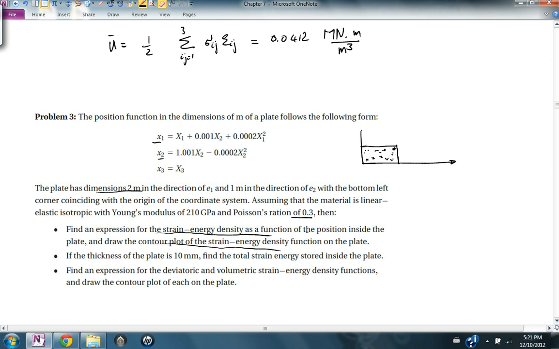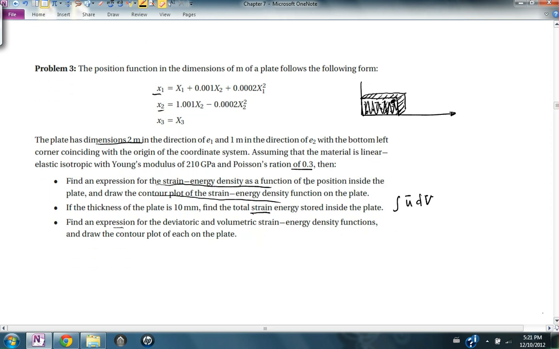Now, you can regard a plate like this as if it's a spring, and under this deformation it has been loaded, and there is an energy stored inside that loaded continuum, which you can view as a 3-dimensional spring. So we need to find the total energy, which is the integral of the energy per unit volume integrated over the volume. Because every point has some energy stored inside of it, the total energy is the integral of that energy. And we need to find the expressions for the deviatoric and the volumetric strain energy density functions and draw the contour plots of these on the plate.